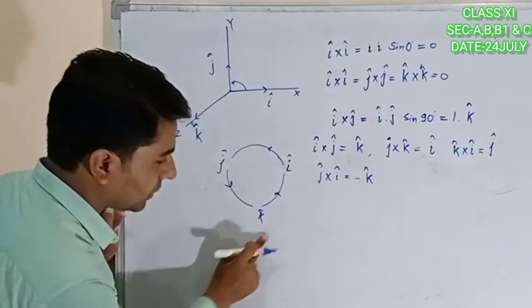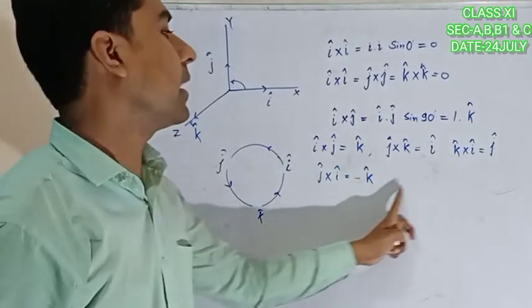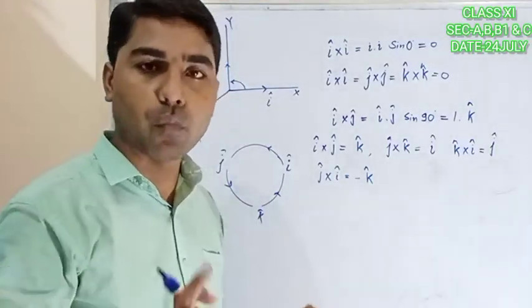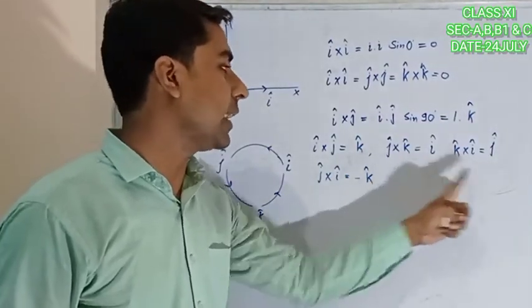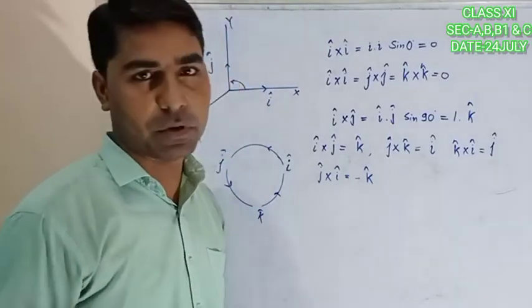i cross k, reverse. i cross k will be what? Minus j. Why are we writing that? Just because of the direction. The answer is the unit value 1, but due to the direction, I am writing k cap, j cap, i cap. Negative means in the opposite direction, positive means in the forward direction.